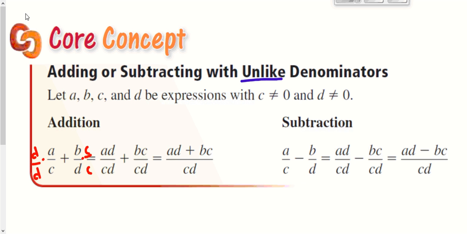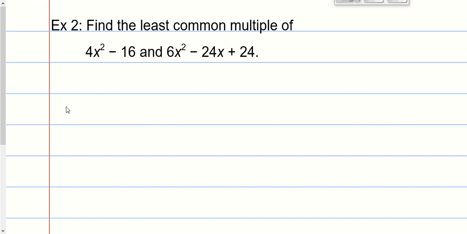So that may make just a little bit more sense with an actual problem. So right here, find the least common multiple of 4x squared minus 16 and 6x squared minus 24x plus 24. So to do this, we're not adding or subtracting any fractions or anything. We're just working on finding the common denominator, which is the least common multiple.